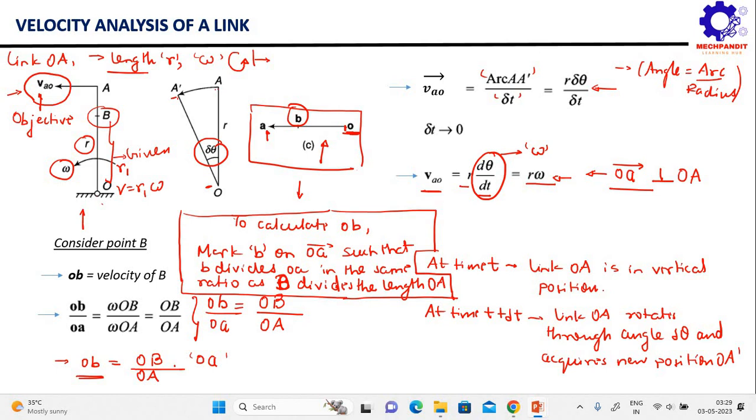So with this, I would like to conclude this session for the velocity analysis of a link.